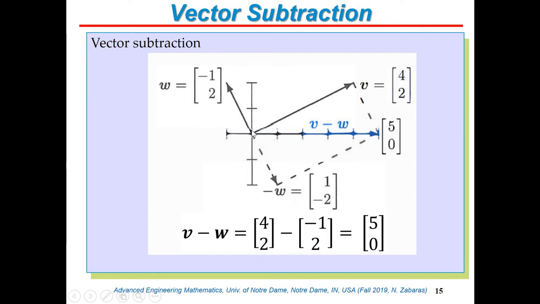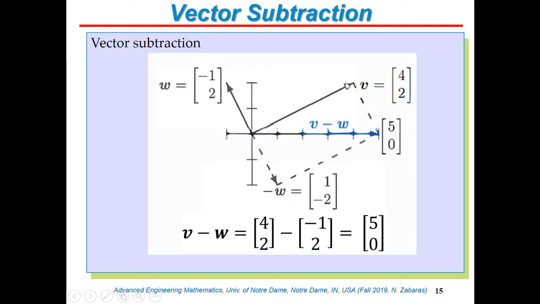But also we can see this geometrically. So this is V, and we want to add to V the minus W vector. If this is W with components -1 and 2, minus W has components 1 and -2. You can see here 1 and -2.